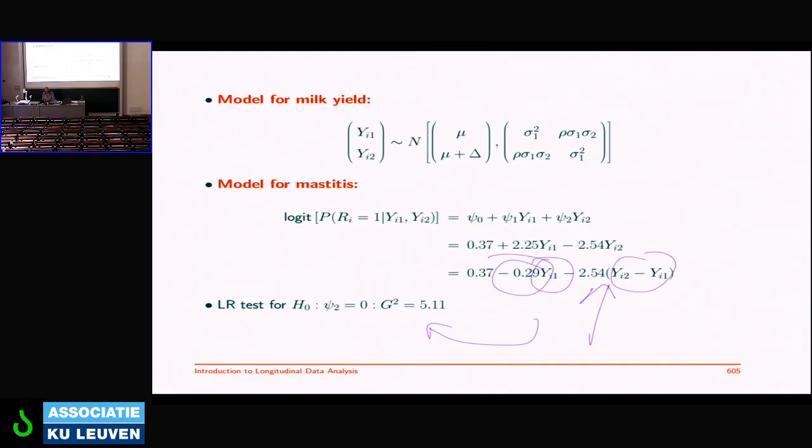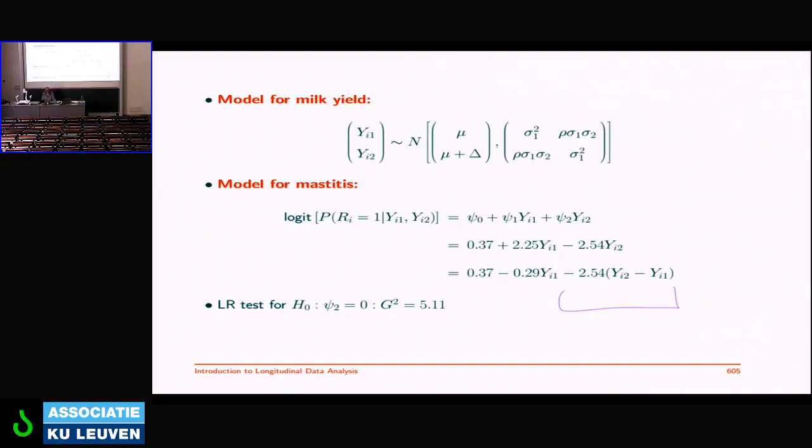So the likelihood ratio applied here to the coefficient psi2 is highly significant. It tells us that there is a highly significant effect of y2 in addition to the effect we already have of y1. So we need y2 in this model. Okay, what does it tell us? It tells us that this increment is significant and it has a negative effect. So a high increment reduces the probability of dropping out, of getting mastitis.